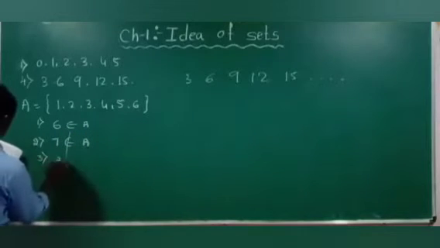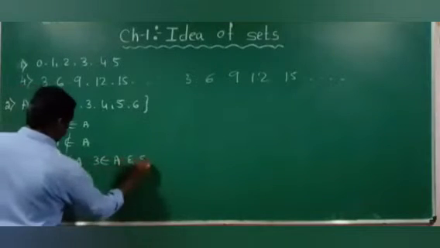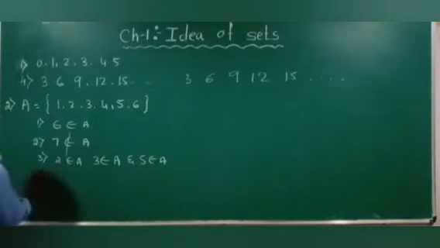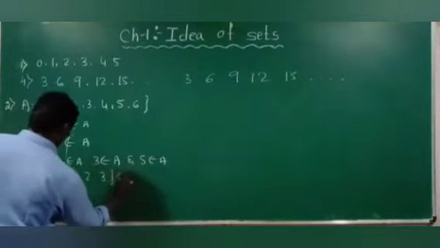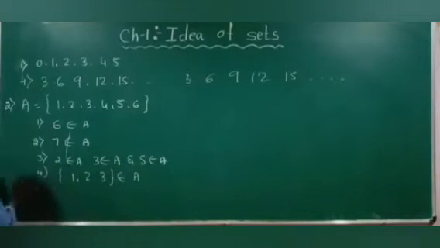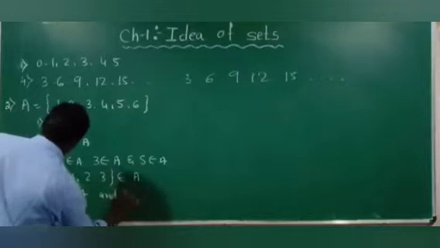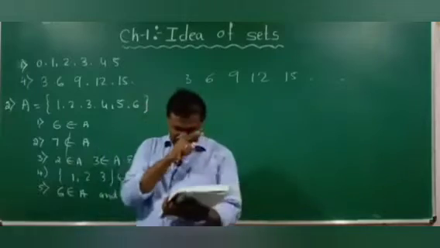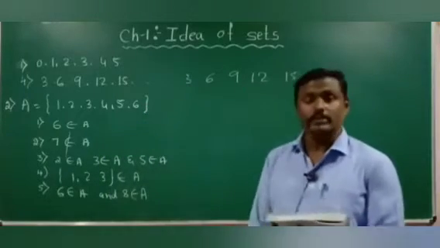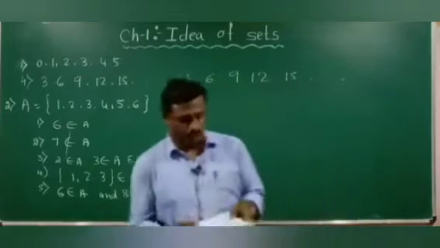Third one, 2 belongs to A, 3 belongs to A, and 5 belongs to A. Fourth one, {1, 2, 3} belongs to A. Fifth one, 6 belongs to A and 8 belongs to A. So these are the given statements. You need to identify which statement is true and which one is false.